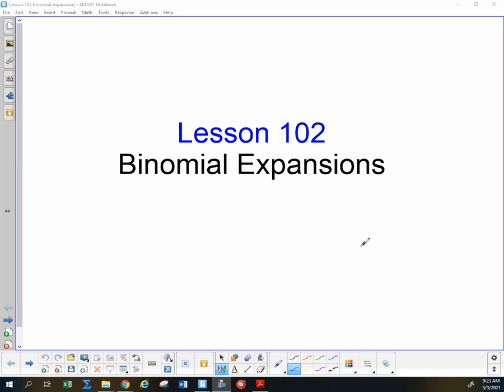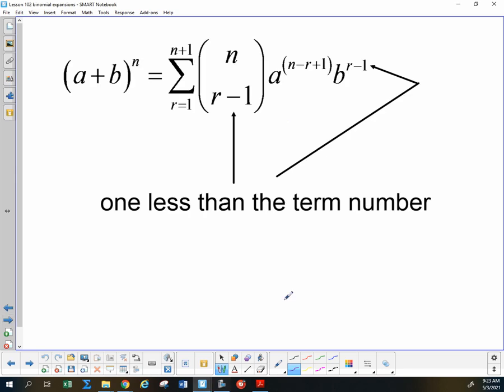So more on lesson 102 with binomial expansions. I already, when we worked ahead, gave you the formula. If you have a binomial, so two terms, it might just be an A and a B, or A might really be 17x to the 5th times y to the 17th, plus something else, or minus something else in there. This symbol that I have here simply means we are going to have a bunch of terms that we add up.